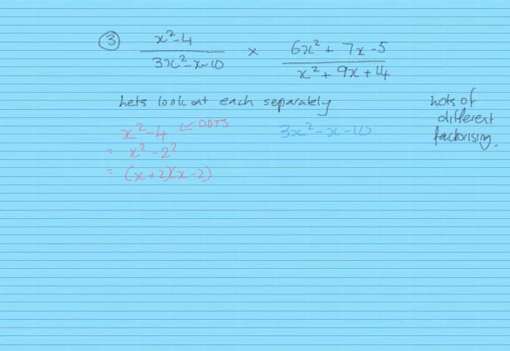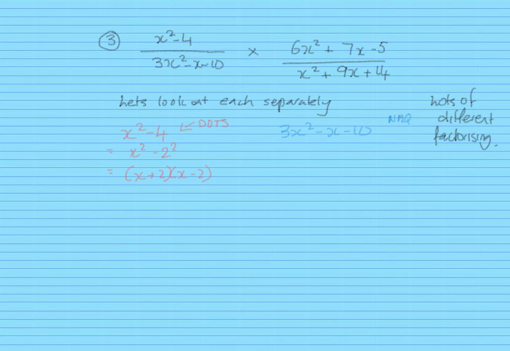The next one, I should be recognising that this is a non-monic quadratic, so I've got a number in front of the x squared. And when I do that, I need to use my special technique of multiplying the 3 and the minus 10 and getting minus 30.